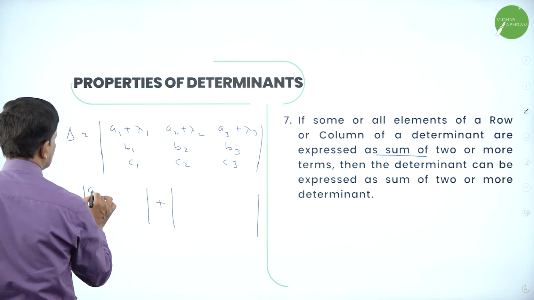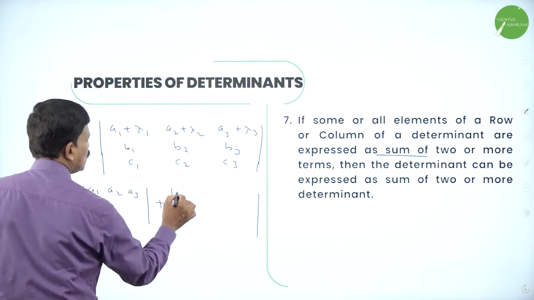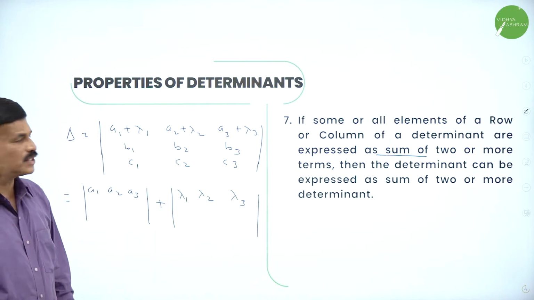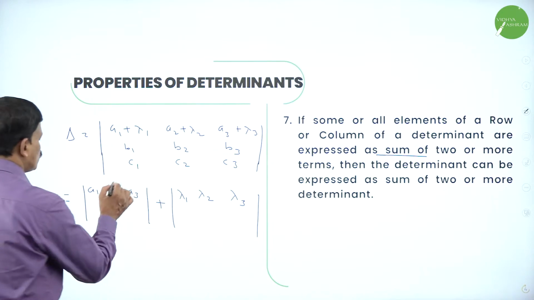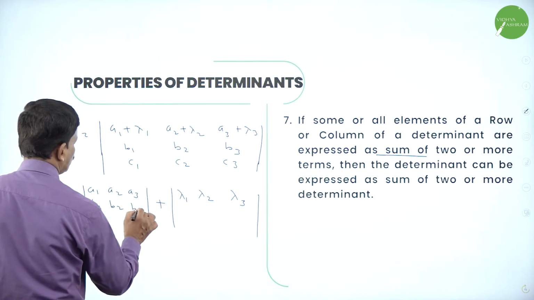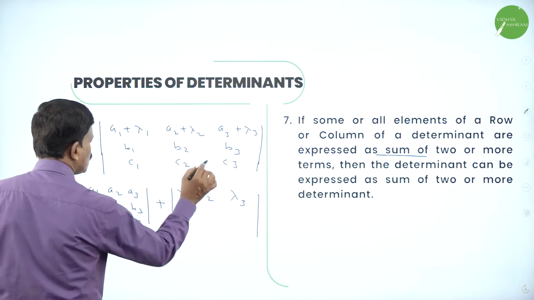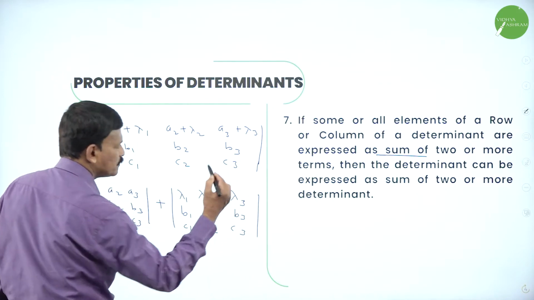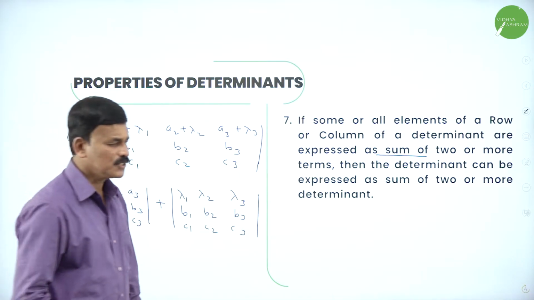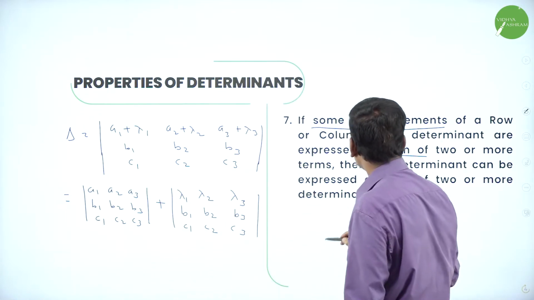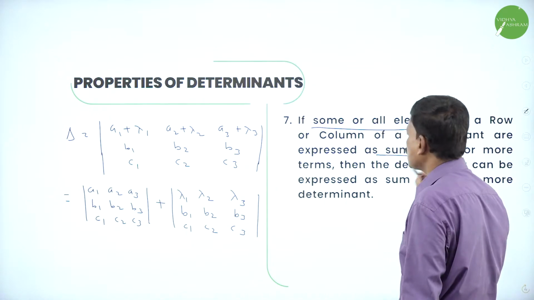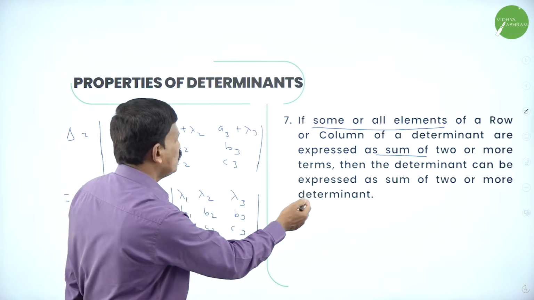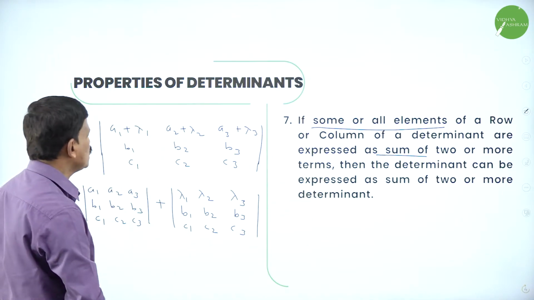Consider all first terms A1, A2, A3. Here lambda 1, lambda 2 and lambda 3. Remaining rows are same. Row number 2 and row number 3 are same. Second row is same, B1, B2, B3, C1, C2, C3. Again B1, B2, B3, C1, C2 and C3. This is the meaning of the statement, that's all. So, if some or all the elements of a row or column of a determinant are expressed as the sum of 2 or more terms, like this, then the determinant can be expressed as sum of 2 or more individual determinants.